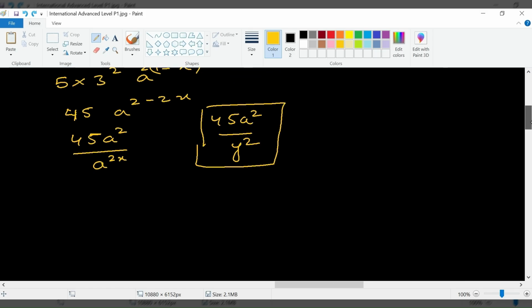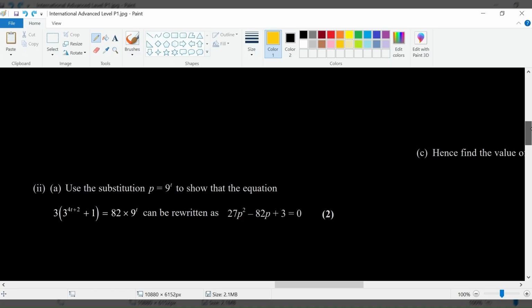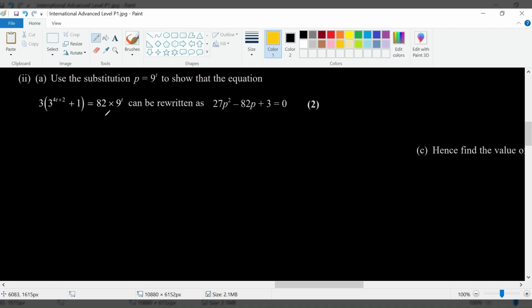Now in here, what it says for the next question, let's see how we solve this. Now when it comes to the second part of it, it says use the substitution p equals 9 to the power t to show the equation. Now the question is something like this. Before I solve this, you should know very well that, for example, if it is 3 to the power 4t plus 2, this means that there are two numbers which are going to be multiplied together.